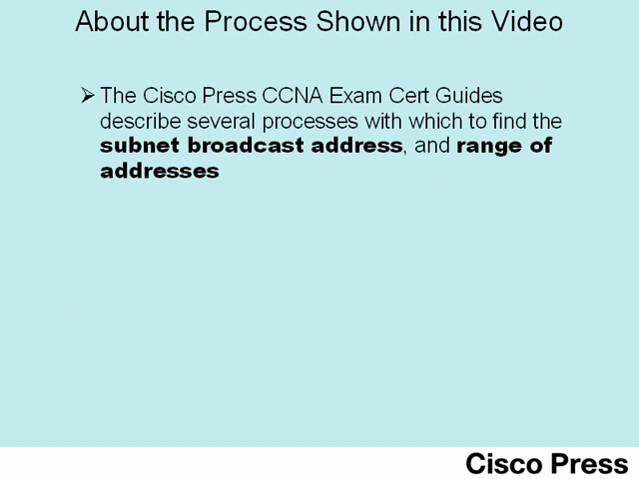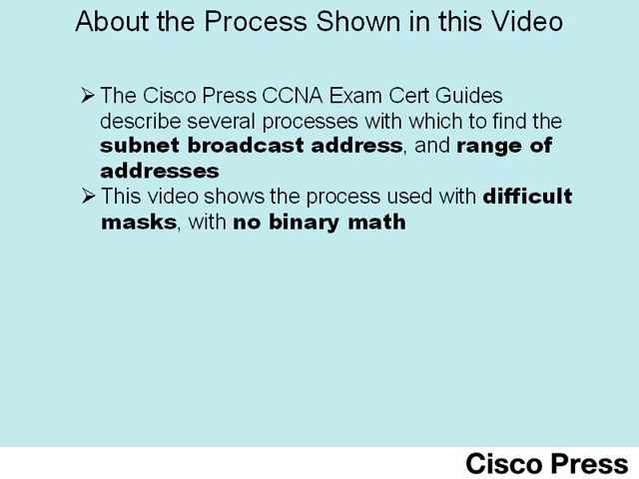Next, for context, I need to give you a little bit of background about the specific process that's described in this video. The Cisco Press CCNA exam certification guides describe several processes with which to find the answers shown in this video, the subnet broadcast address and the subnet's range of valid addresses. Now this video focuses on a single one of those processes, namely the process that's used when the subnet mask is a difficult mask and you don't want to use any binary math.